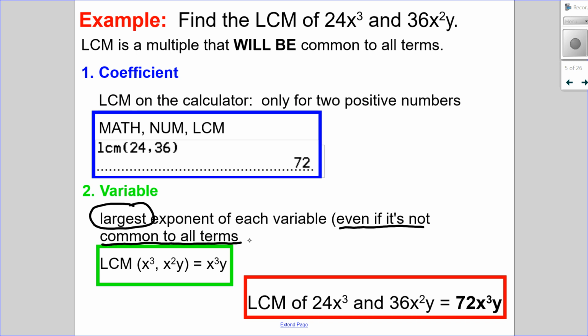So if we look at 24 and 36, the lowest common multiple is 72. And then look at the variables. So x cubed, they both have an x cubed. It doesn't have to be common to both, but I go for the bigger one, which is x cubed. And then I also have to include that y. So putting that together with the number, the lowest common multiple is 72x cubed y.